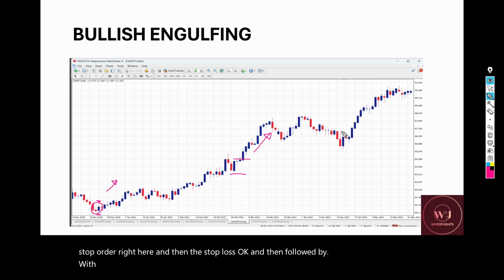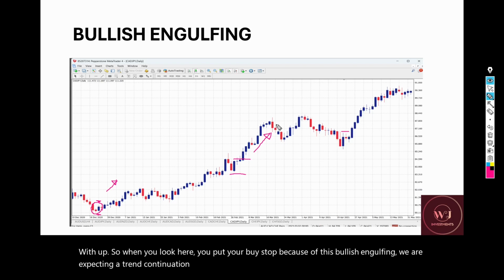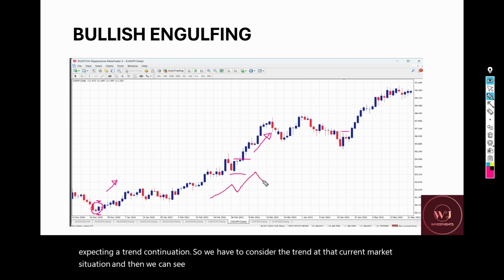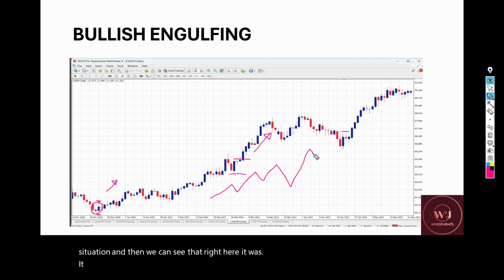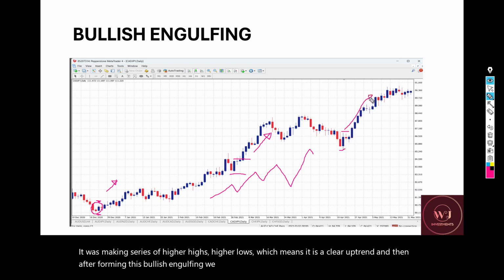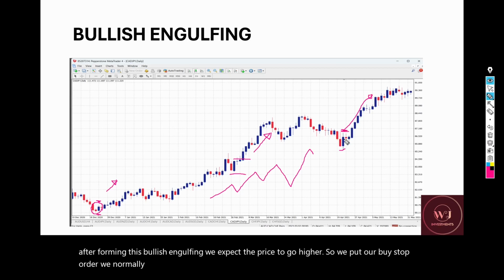So when you look here, you put your buy stop. Because of this bullish engulfing, we are expecting a trend continuation. So we have to consider the trend in the current market situation, and we can see that right here it was making a series of higher lows, which means it is a clear uptrend. And then after forming this bullish engulfing, we expect the price to go higher. So we put our buy stop order. We normally don't buy at the market price because the following candle can just come and reverse. These things do not work 100% of the time.